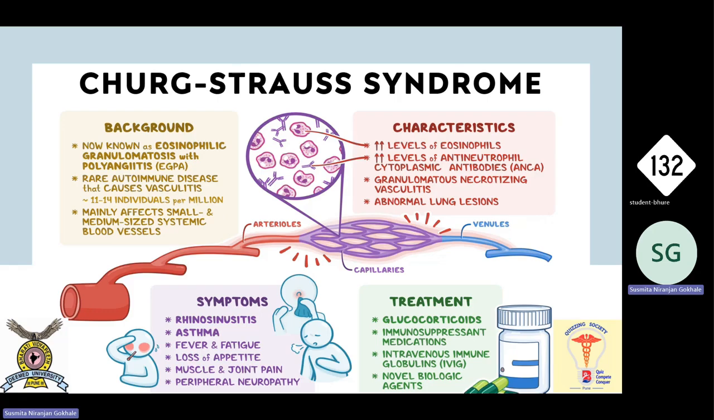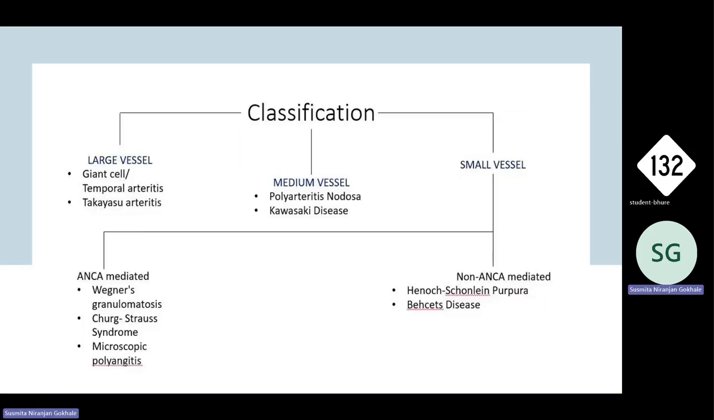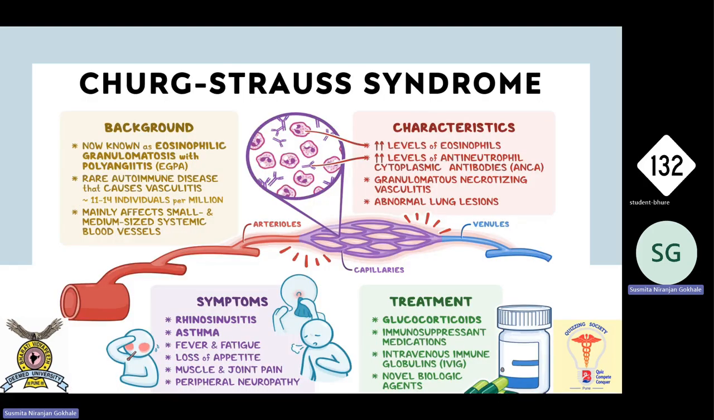The common characteristics of type 1 mediated hypersensitivity reactions seen in allergies are an increased level of eosinophils, because there is infiltration of the tissues by eosinophils. It is now also known as eosinophilic granulomatosis with polyangiitis. And there are abnormal lung lesions, as the most commonly affected organ is the lungs. This is a visual picture that will help you remember that it mainly affects the lungs, and it is also eosinophil mediated, as it is an allergic kind of vasculitis.